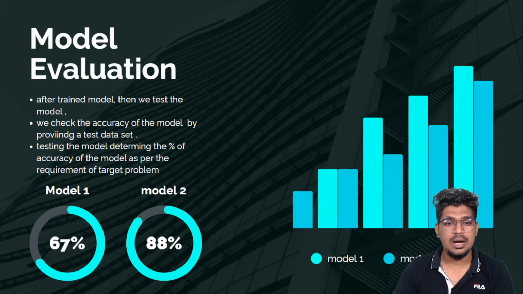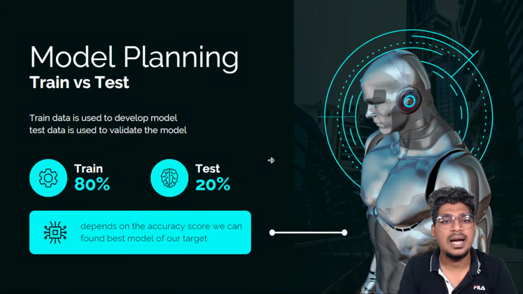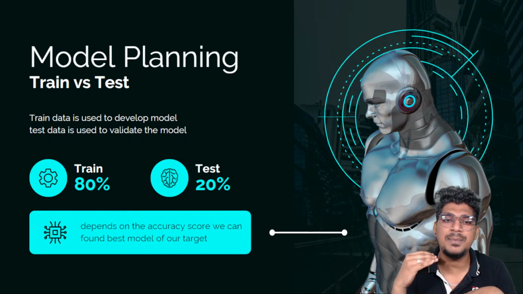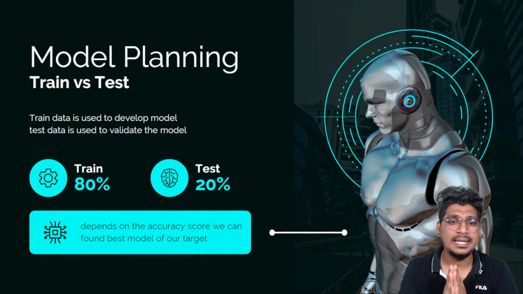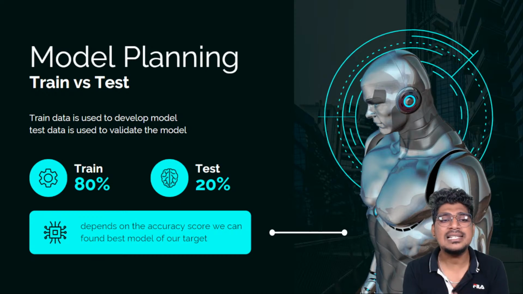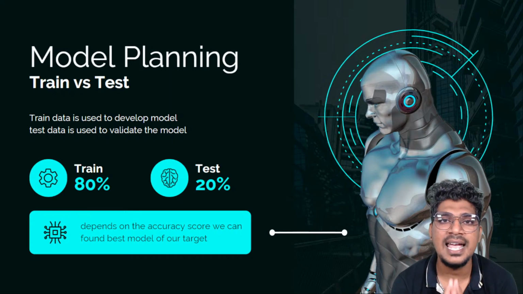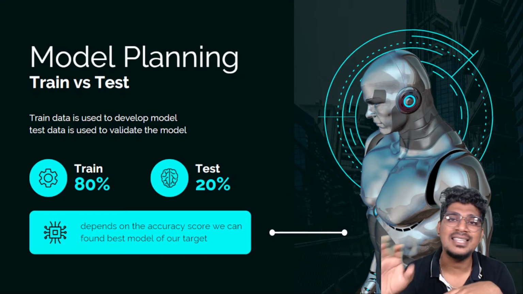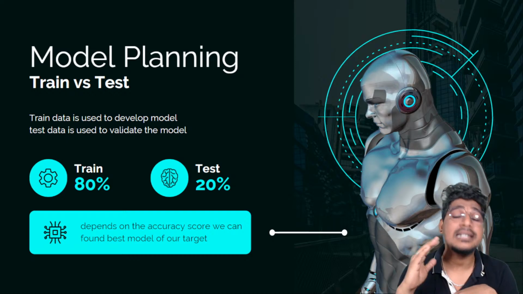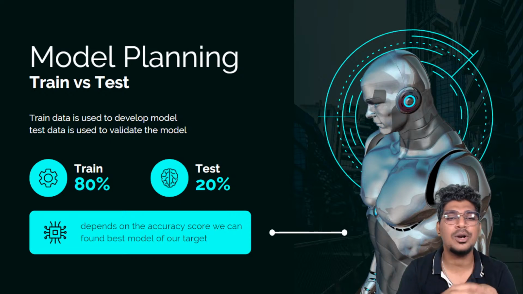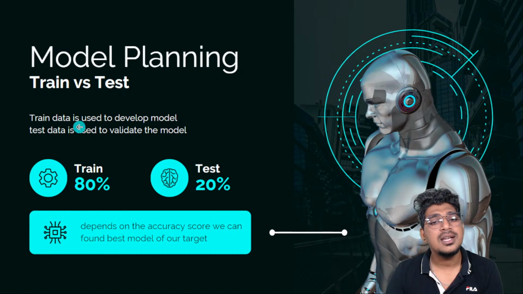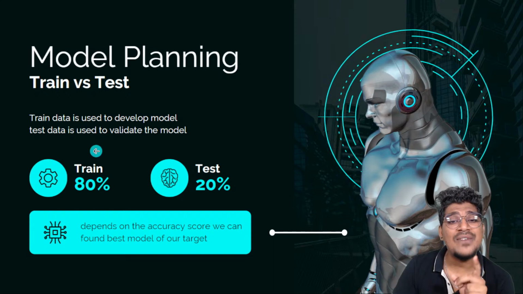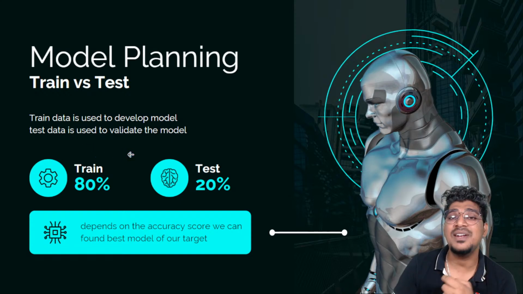Without delay, I am going to enter the model planning. Already I told you the meaning of the test data and the train data. Test data is helpful for evaluating or testing the model. What about the train data? Train data helps to train the model. The train data is used for developing the model, and test data is used to validate the model and give the accuracy score.